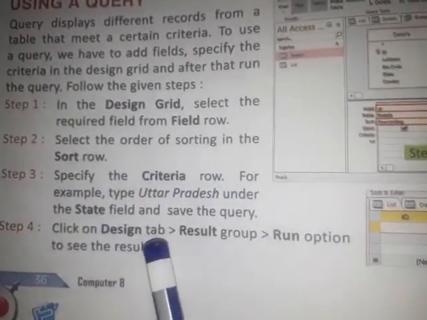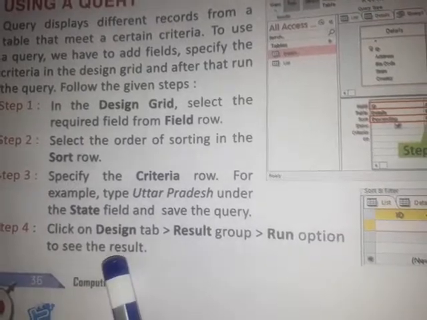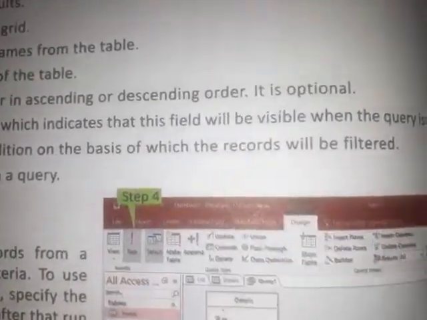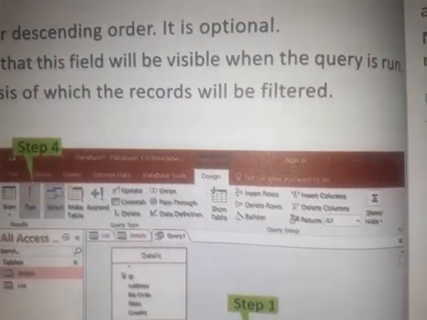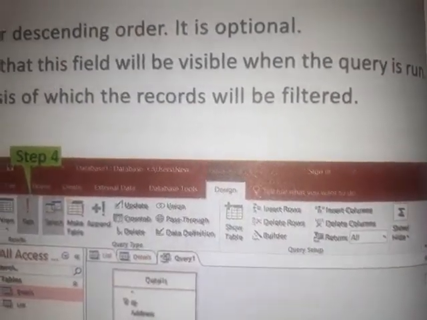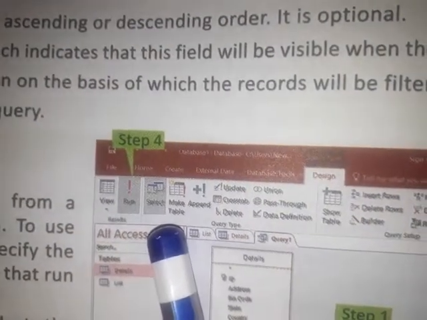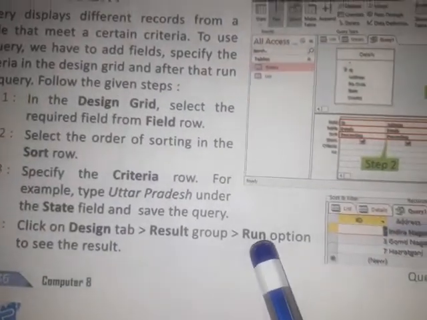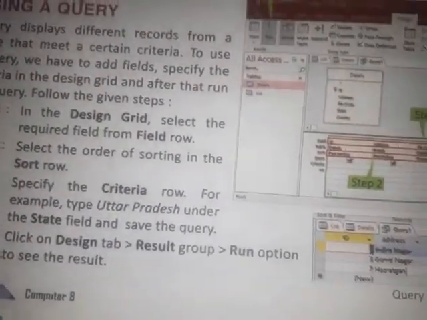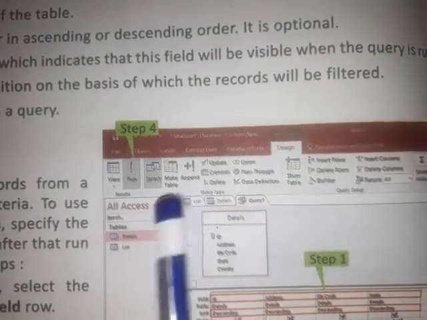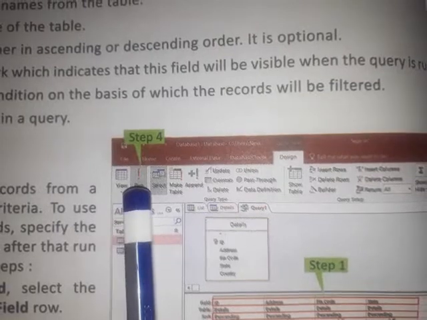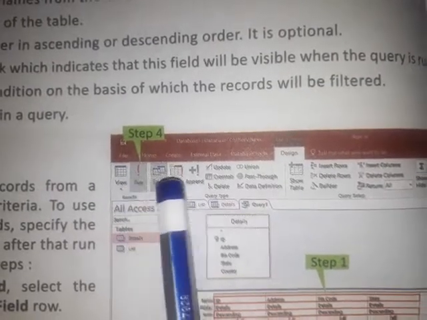Click the design tab, result group, and run option to see the result. Now click on the design tab, then there is a group, result group, and then run option. So it is design tab, this is the result group, and this is the run option. By this you can run the query.